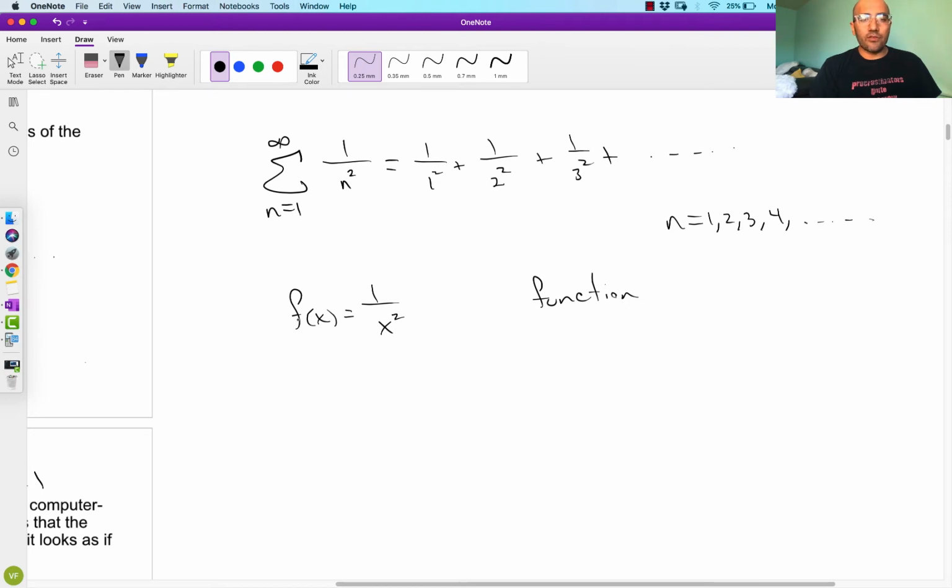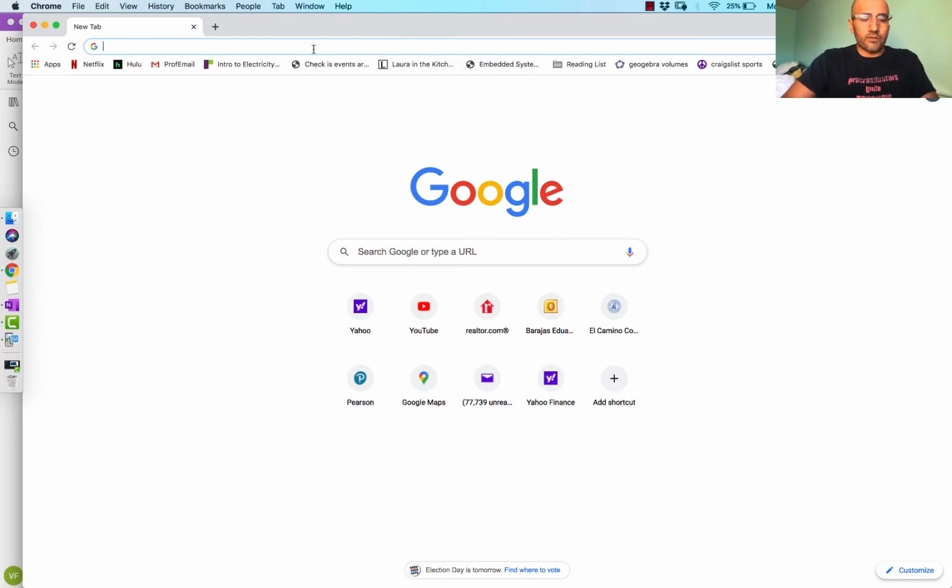This function is often used to compare these two, where this is a function with domain x greater than or equal to 1, right? Where x is a real number. X is an element of the real numbers, right? It could be a decimal, it could be a fraction, it could be any number that's greater than 1. So when we graph these things, let's go to Desmos.